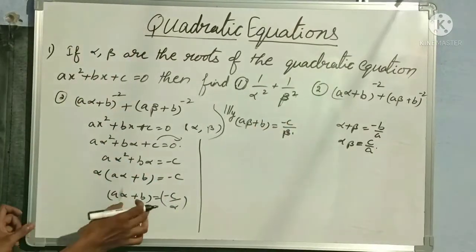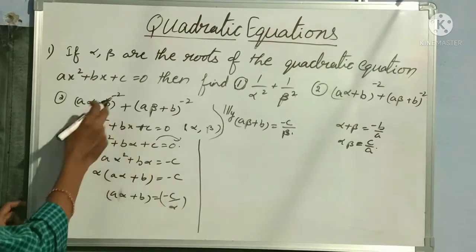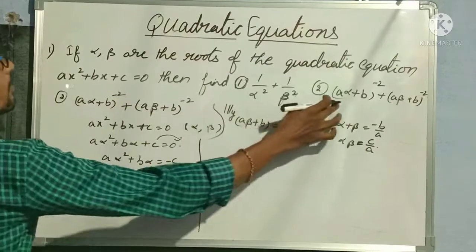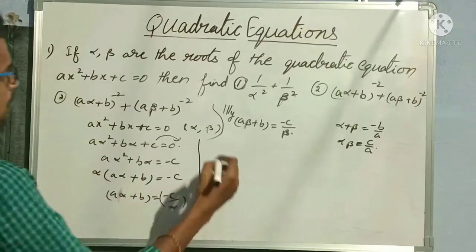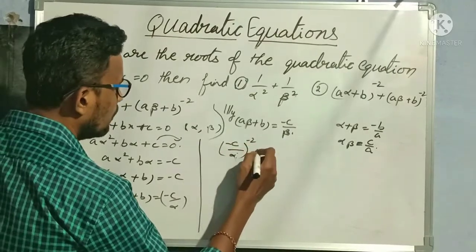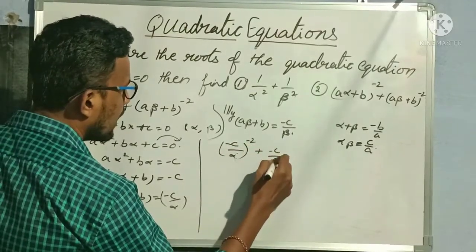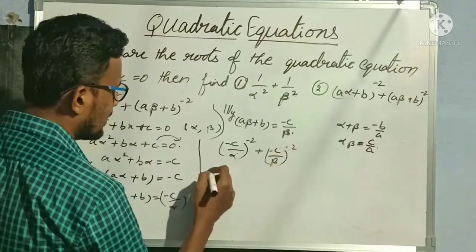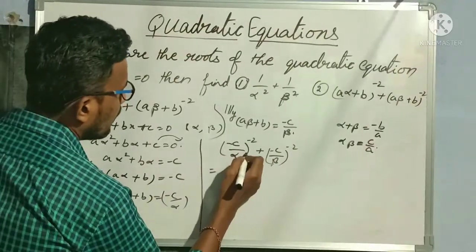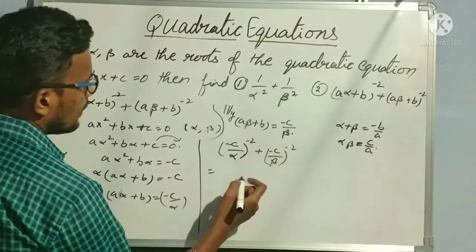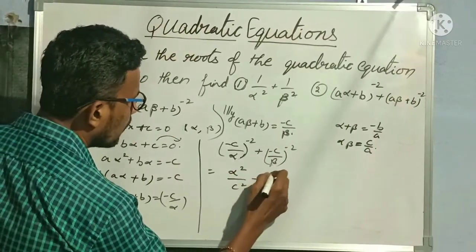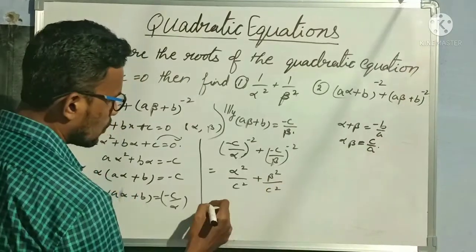Now let us substitute a alpha plus b is equal to minus c by alpha in this equation, I mean in this first question, whatever the question we are given there. Okay. So now minus c by alpha whole power minus 2 plus minus c by beta whole power minus 2 is equal to. Now any power is given in negative means we should take the reciprocal to make it positive, right? So alpha square by c square plus beta square by c square.